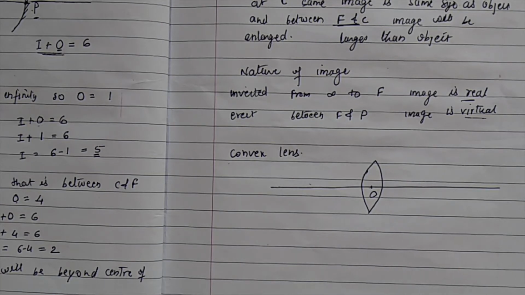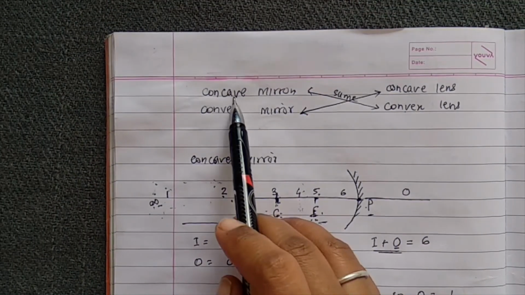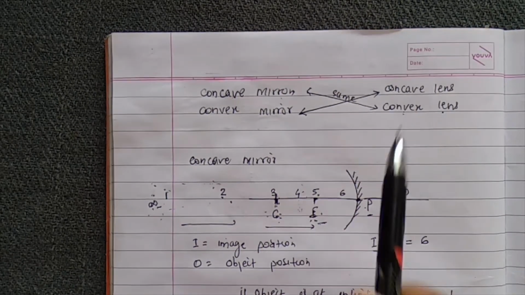Now, as said, the rule for the concave mirror and convex lens will be the same as I have mentioned over here. Concave mirror and convex lens, the rule will be the same. So let's see.